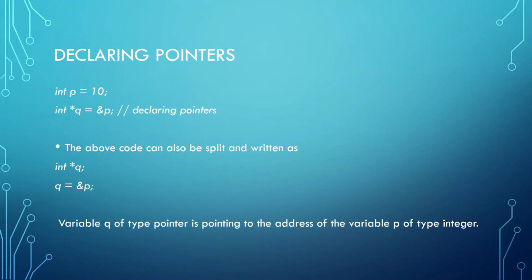You can even split this into two. If you don't know what address is to be assigned to q, in that case you can split it into 2 parts: first declare the variable, and at a later point of time you can initialize the value to the address of p. This is also possible. Is that clear?